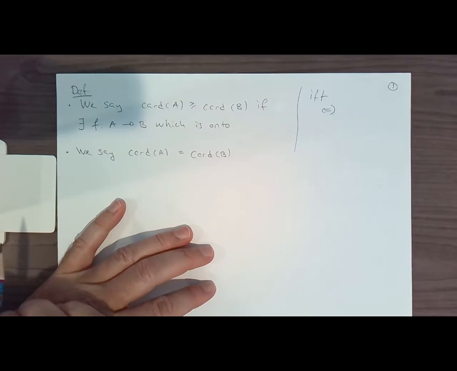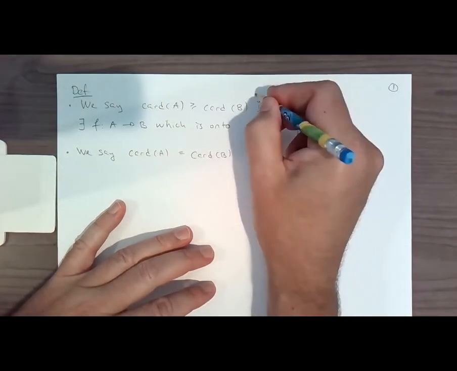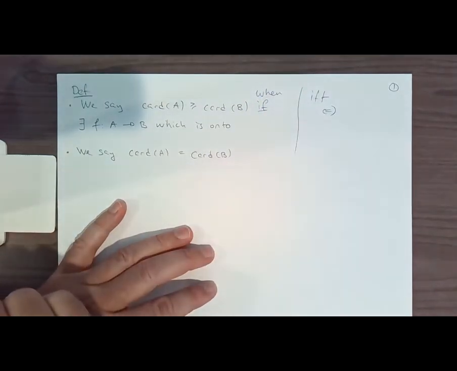Yeah, but is it true that if there is a surjection, then the cardinality of A is larger than the cardinality of B? Yes, that's correct, right? Because that's your if. You can say if here, okay. All right, thank you.